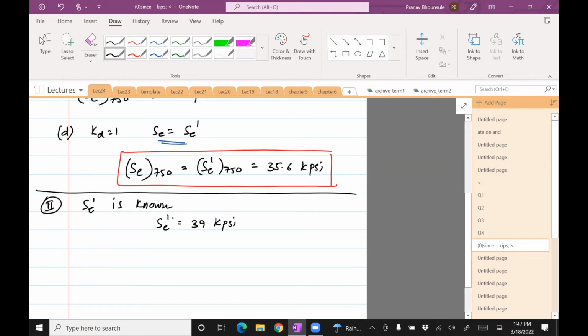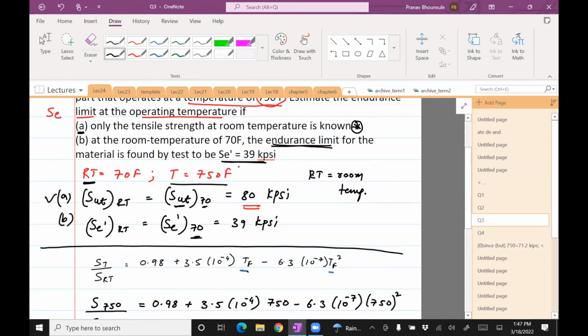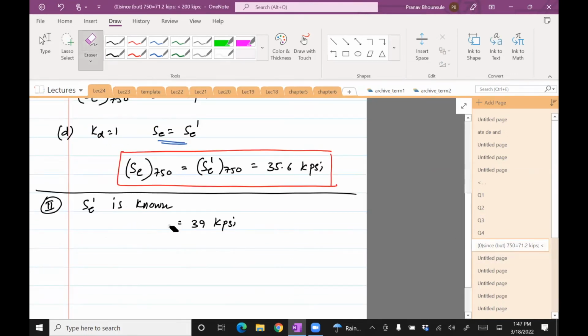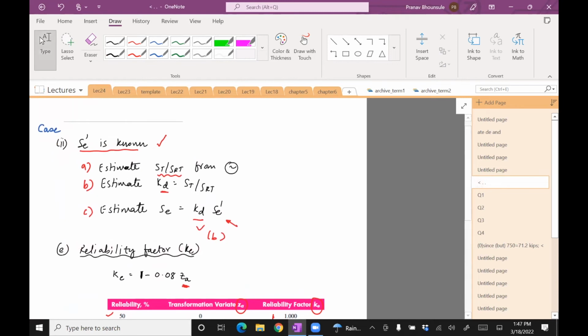Okay, so what we are given here is actually at 70 degrees. So this is at room temperature. I need to just put that down so it's very clear. So this is SE prime at 70. Okay, so we just go back to this algorithm and figure it out. SE prime is known. Estimate ST divided by SRT. We've already done that. It's 0.89. Estimate KD. KD is that ratio. It's 0.89. And then I just estimate SE as KD times SE prime. So it's fairly straightforward, the second part.